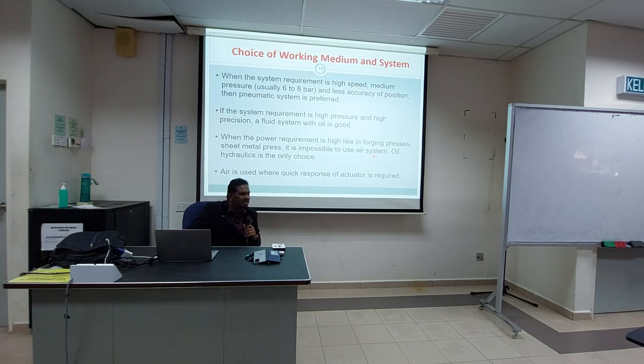Kenapa impossible? Sebab dia punya pressure dia rendah. Sebab dia maksimum boleh 10 bar. Forging press selalunya dalam 500 bars, dia perlukan tekanan yang tinggi. Sebab you nak besi tu you nak bengkokkan. So pneumatic kalau you nak gunakan heavy duty application, you macam gunakan pistol air untuk padamkan api. So tak boleh lah. Kalau api kecil you boleh padamkan. So when it involves small pressure, okay? So oil hydraulic is the only choice. So air is used where quick response of actuator is required. So ini adalah some of the choice of working.